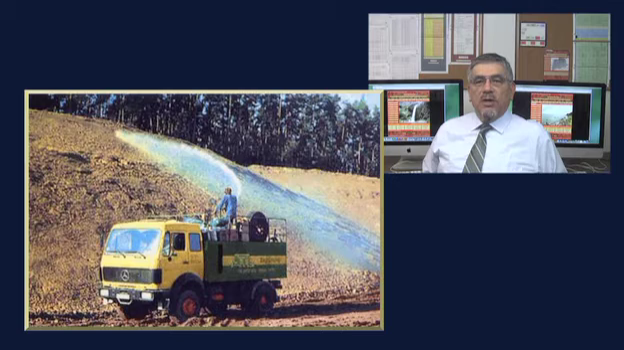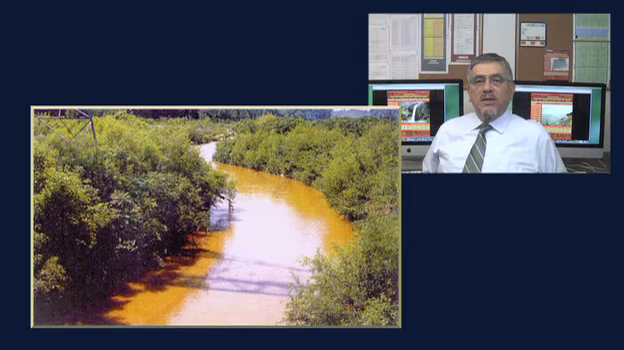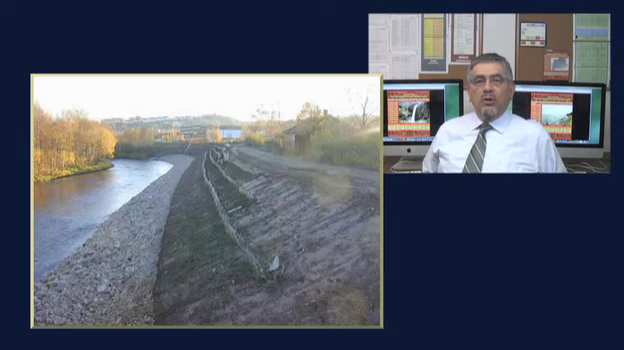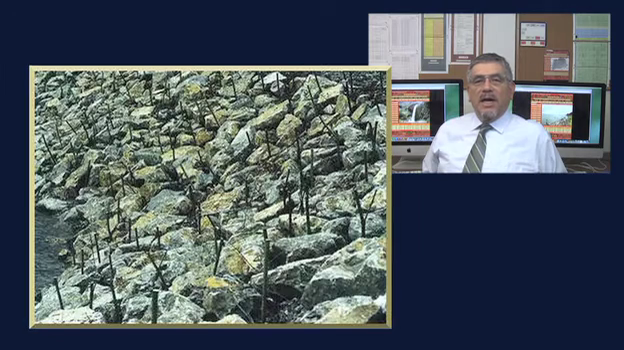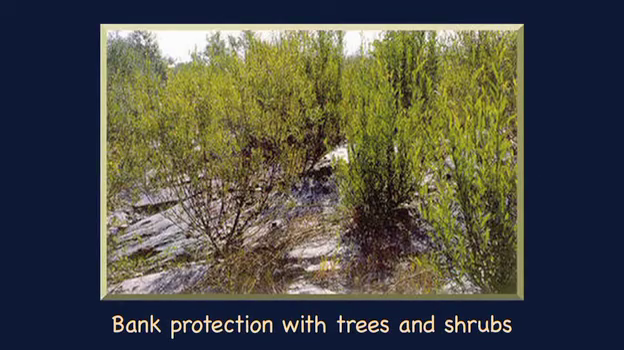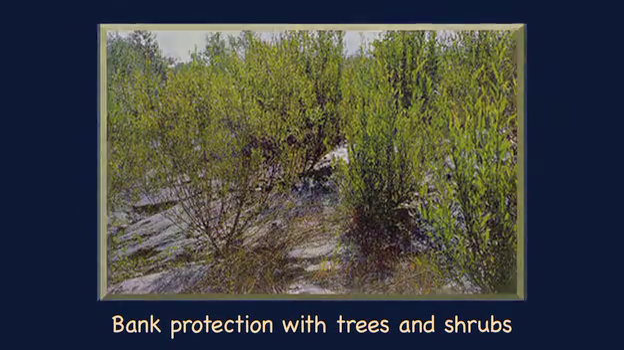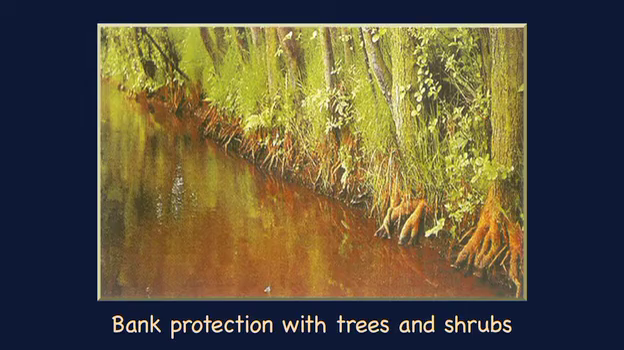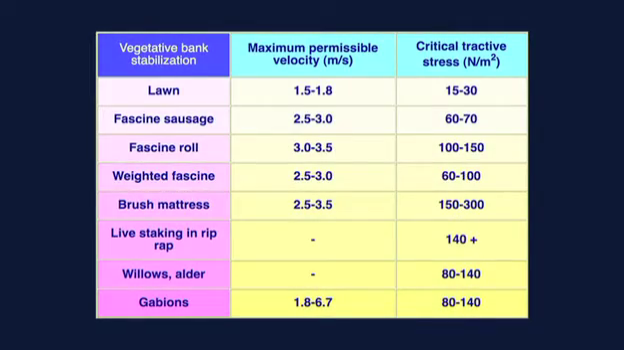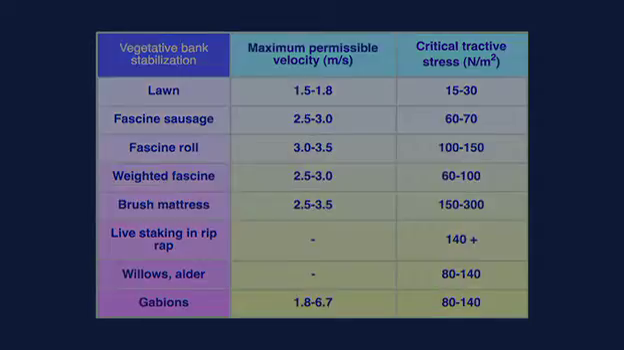Various types of arrangements are used in the floodplain zone, including: 1. Lawns, 2. Lawn seeding, 3. Vegetated bank stabilization, 4. Woods, including brush mattresses, live staking, and small trees and shrubs. This table shows values of maximum permissible velocity and critical tractive stress for various types of vegetative bank stabilization.